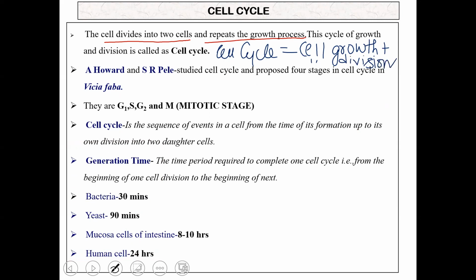Cell growth plus cell division. So the cell cycle was first studied by two important scientists. One is Howard and another one is S.R. Pillay. Howard and Pillay studied the cell cycle and proposed there are 4 stages in the plant which is called Vicia faba, that is nothing but broad beans.